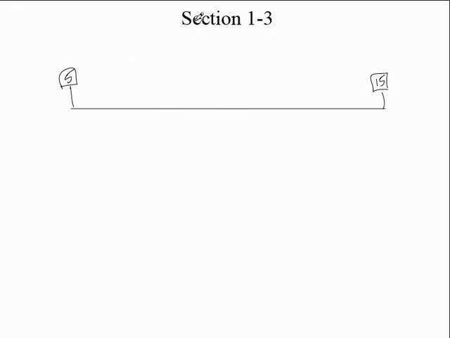All right, here we go. We talked about distance formula, but we're doing something a little different today. We're still on the road. This is the 5-mile marker. This is a 15-mile marker.